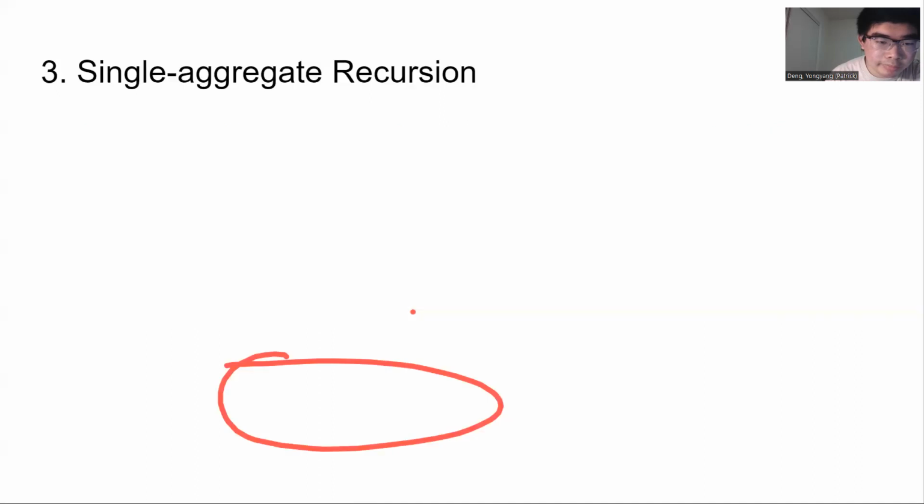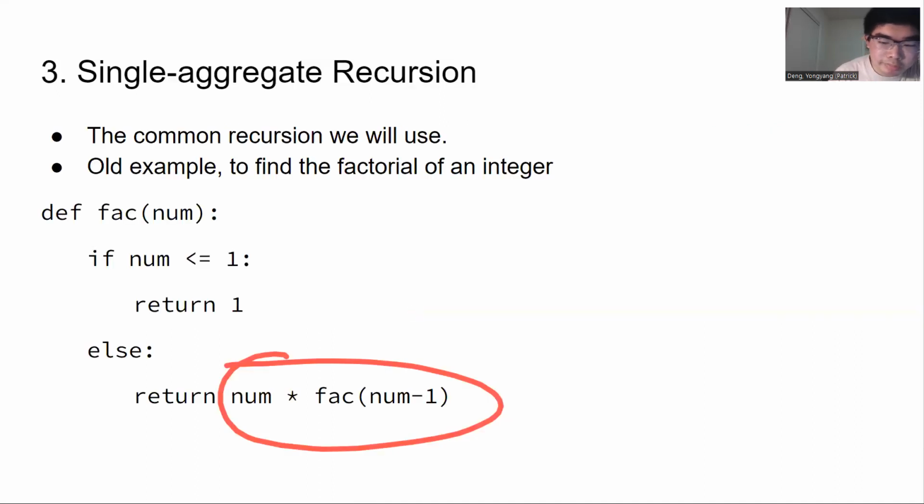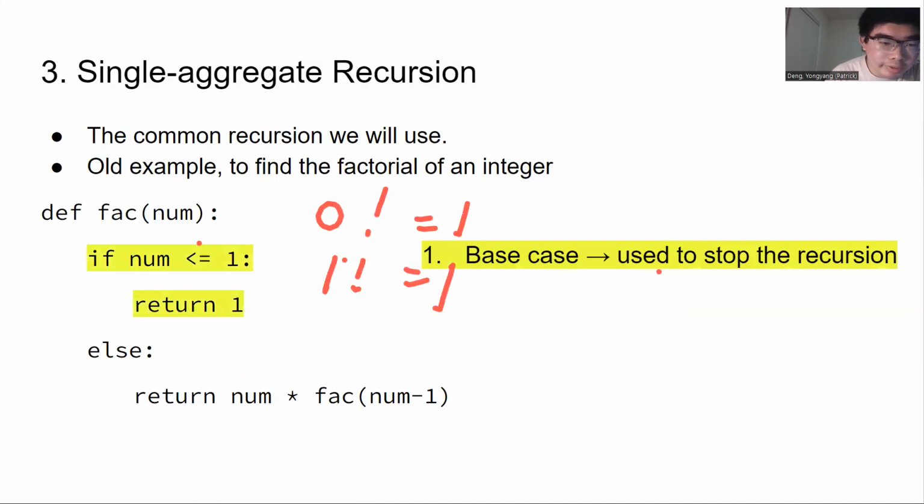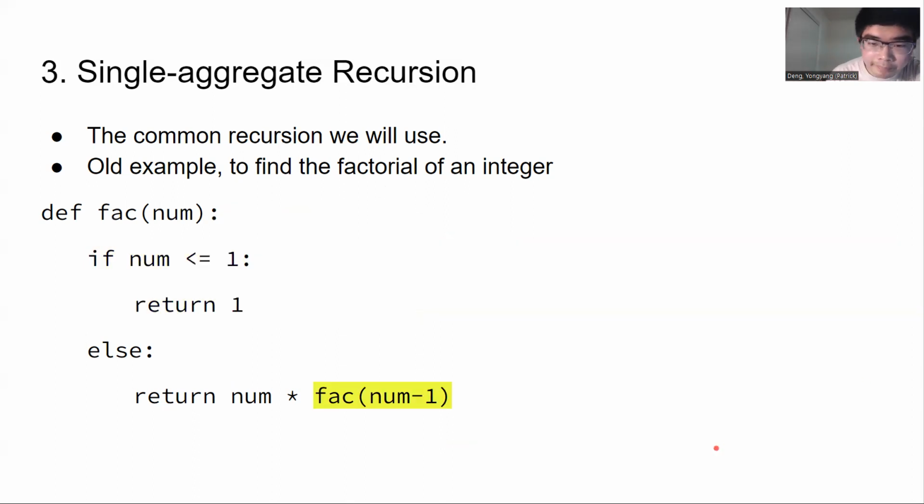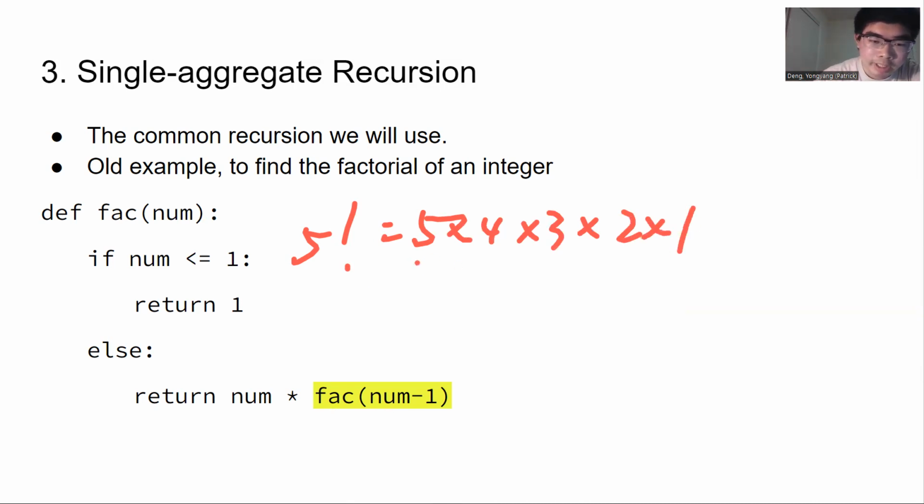Okay, let's go back. So this is the base case. The base case is used to start the recursion. So this is the base case of the factorial. And then we have the function call factorial of number minus 1. So every time, suppose we do factorial 5. 5 factorial is 5 times 4 times 3 times 2 times 1.